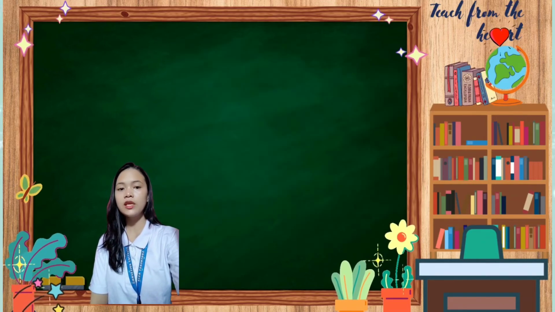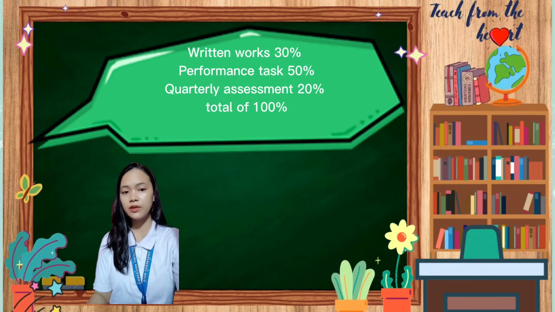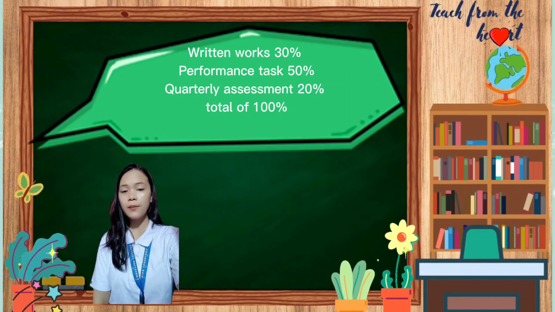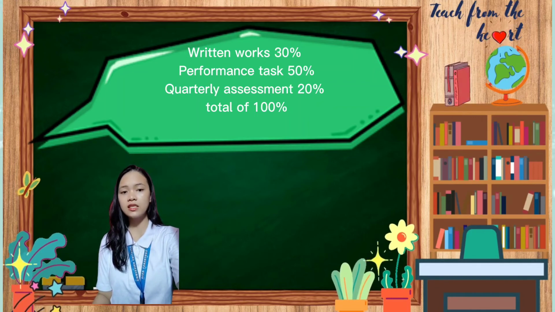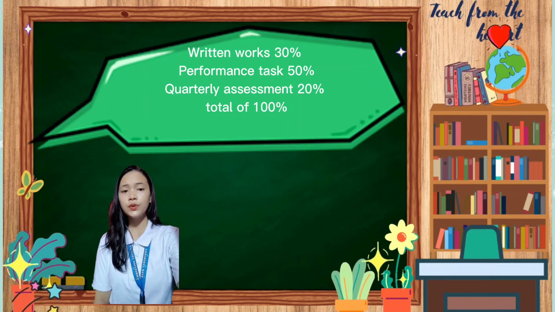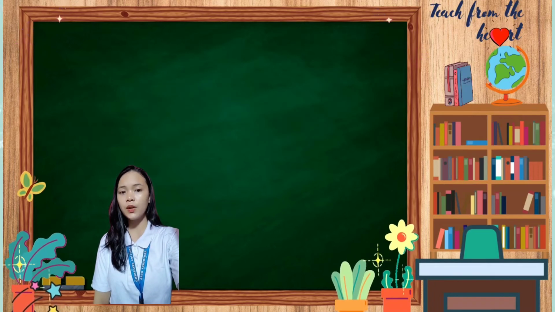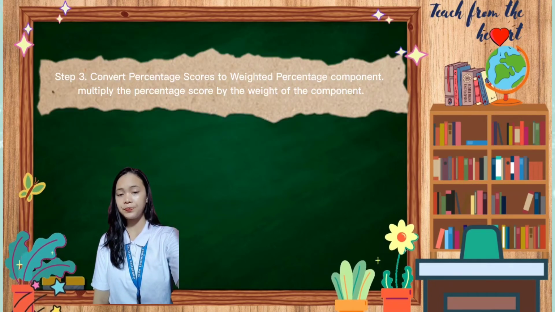So we have 3 components here. Written works is 30%, performance task is 50%, and lastly the quarterly assessment has 20%. So the total is 100%. So now let us proceed to step 3.